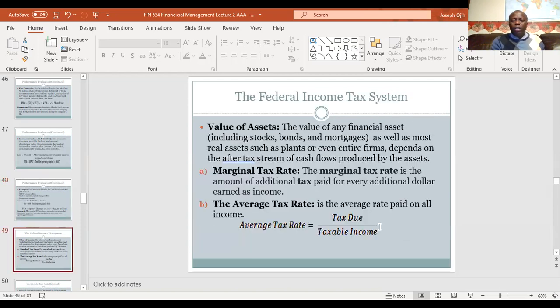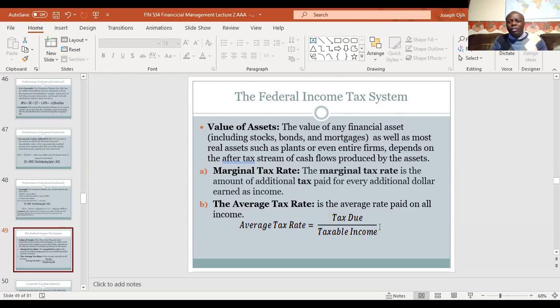Now we can turn our attention to the next thing we have today, which is the federal income tax system, for corporate taxes, company taxes. I mentioned that the value of financial assets depends on how much positive cash flow they can bring in over the years. When I say financial assets, I also mean stocks and bonds and commercial papers and so on.